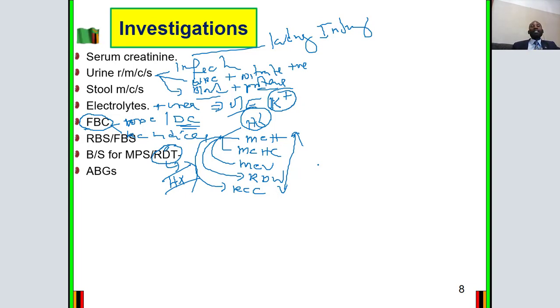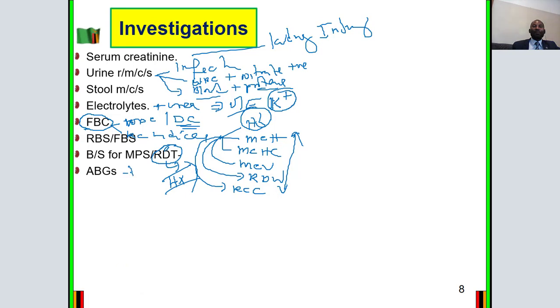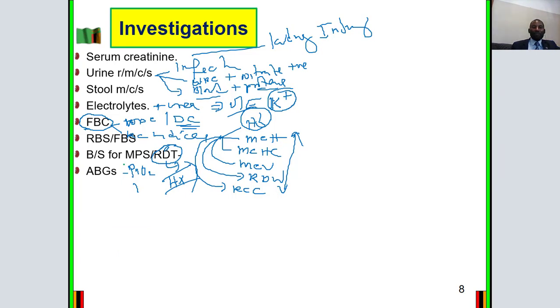Okay, the other one is the ABG. You know the ABG, that is arterial blood gases. With the arterial blood gases, what are you trying to do? On the arterial blood gases, you are trying to look at, one, the partial oxygen concentration. You are trying to look at the partial arterial carbon dioxide. You may also talk about the bicarbonate there, okay, and you may also talk about pH.